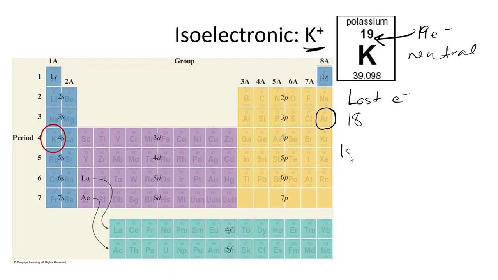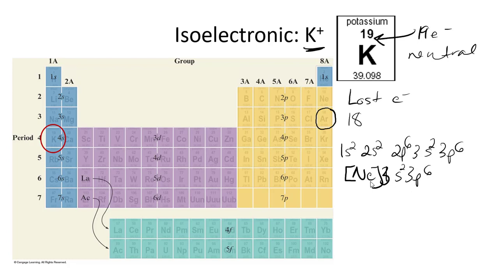All right, so what is its electron configuration? It is therefore 1s2, 2s2, 2p6, 3s2, and 3p6, which is the exact same as argon. And so it's isoelectronic with argon. If you write the shorthand, that would be neon, and then 3s2, 3p6. So what is potassium isoelectronic with? Oh, definitely argon.